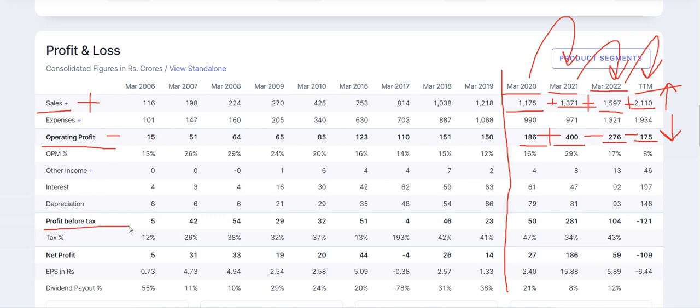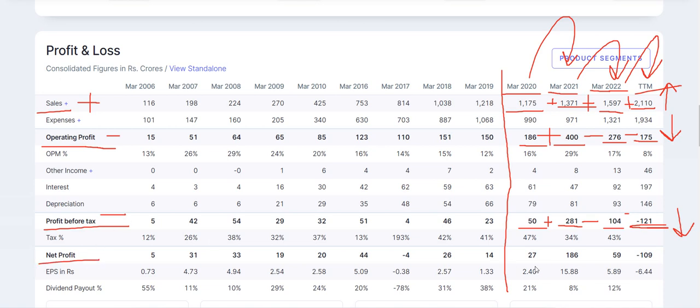Coming to profit before tax, it is 50 crore rupees. From that, it increased to 281 crore rupees. After that, it decreased to 104 crore rupees, and in the running year, it decreased to minus 121 crore rupees. So definitely a big worry because it is decreasing continuously for 2 years, and now profit before tax is coming on the negative side, showing negative returns. So we'll mark it on the negative side.